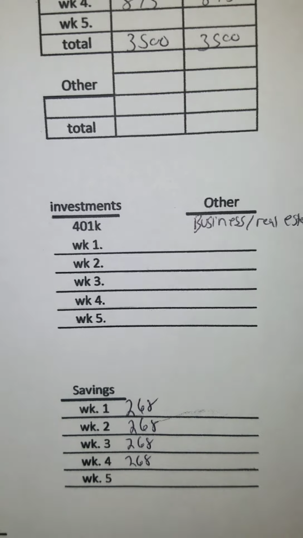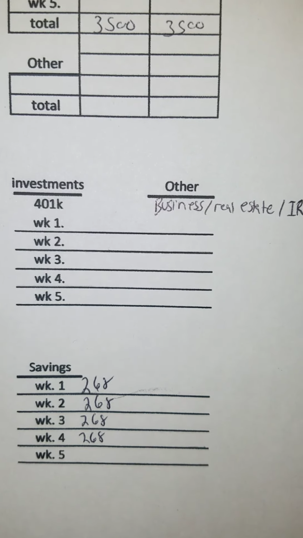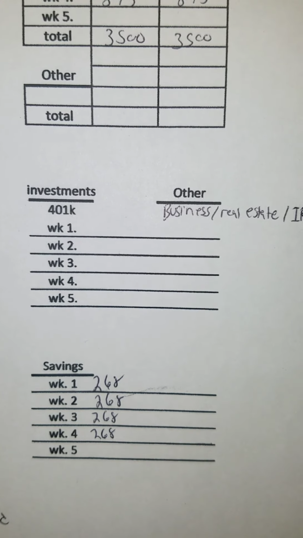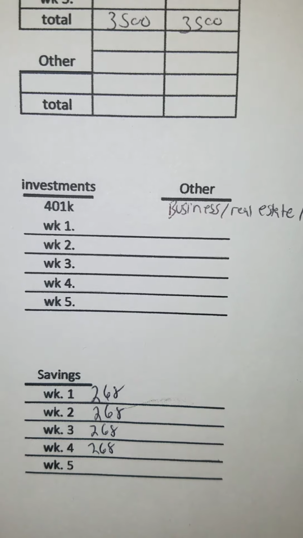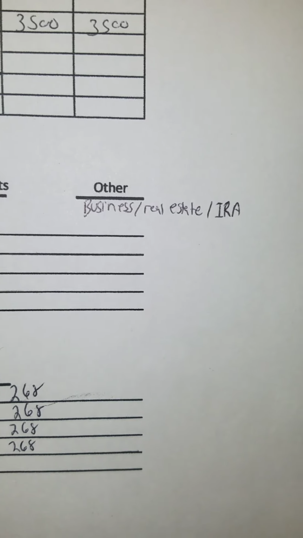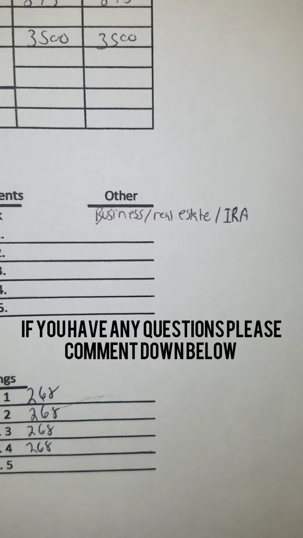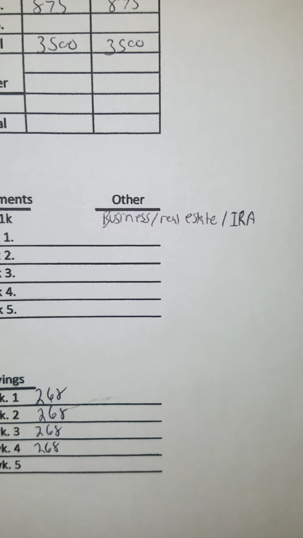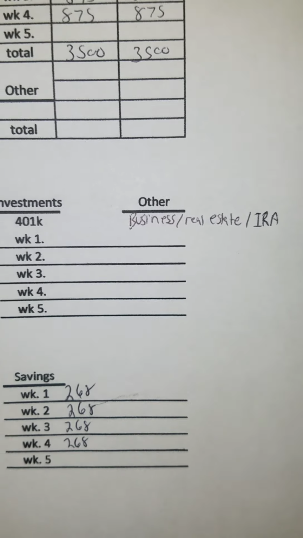The next line item, your investments. So I personally track my investments month to month. In this case, we have an example of a 401k. You can track how much money you're putting into your 401k week to week by just looking at your pay stub. And if you're investing into business, real estate, or an IRA, stocks or bonds or anything like that, you can have how much you're investing on a weekly basis or monthly basis into those items there.